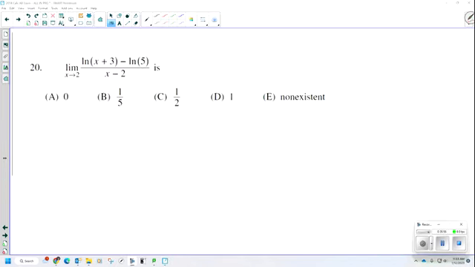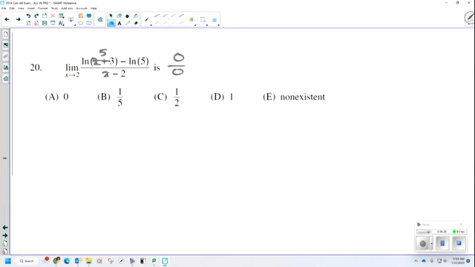Number 20, my Lord, this is actually easy. The limit as x approaches 2 of the ln of x plus 3 minus ln of 5, all over x minus 2. Well, if I just throw in a 2, 2 plus 3 is 5, and the ln of 5 minus ln of 5 is 0. And if I throw a 2 in here, 2 minus 2 is 0.